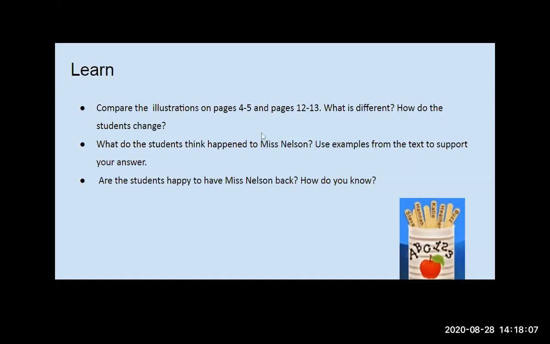The last question is, are the students happy to have Miss Nelson back? And how do we know this? Well, if we go farther along in the text, keep scrolling.